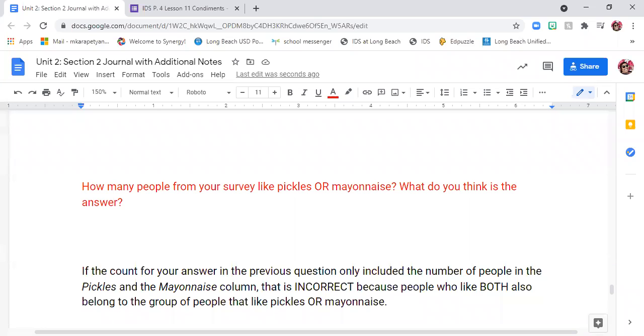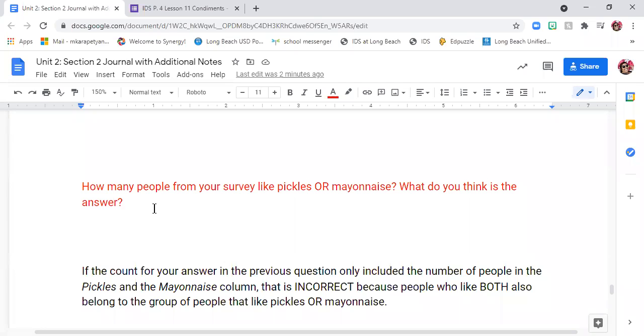So how did you get the 26, Ethan? It's because I added the pickle, mayo, and both. So you added pickle, mayo, and both. Okay. So how did you get 14? I didn't add both. I just did pickles and mayo. Okay, so you added two columns together.